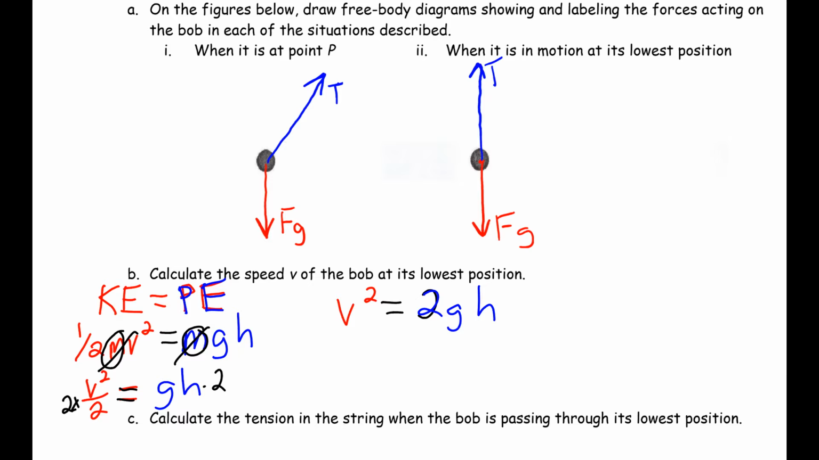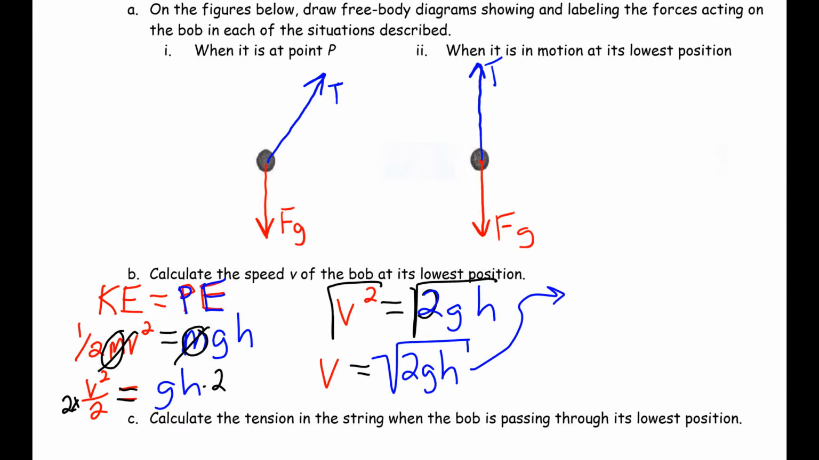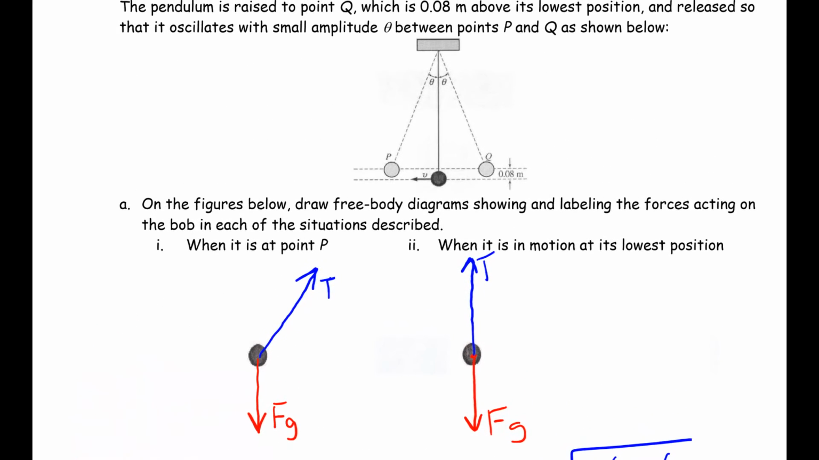Now the last step is just because we have a square, we're going to get rid of the square by taking the square root, and that's going to give us our final equation, which is v is equal to the square root of 2gh. So now it's just a matter of plugging in your values correctly. So we have 2, we have gravity as 10, and we have h. If we look back up here, we're going to find h right here at 0.08. That's the height that it falls.